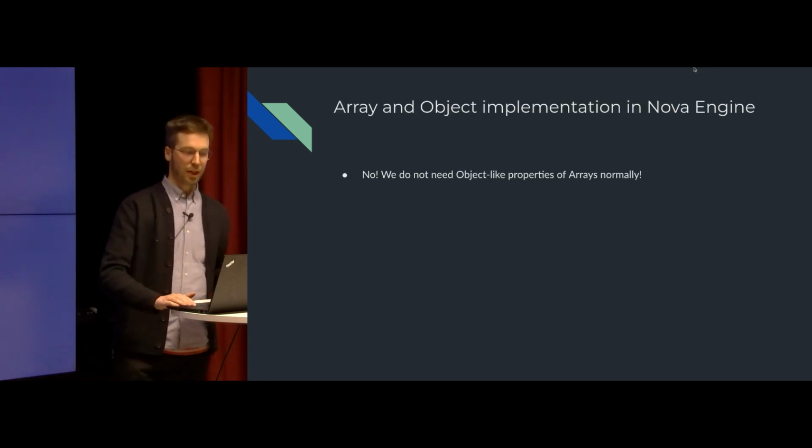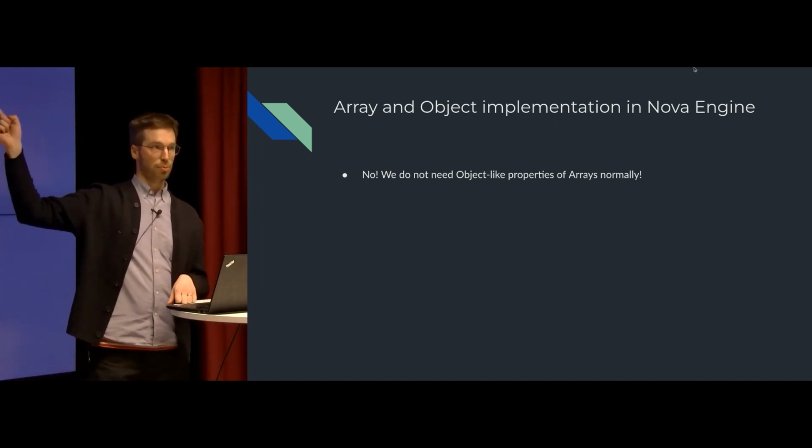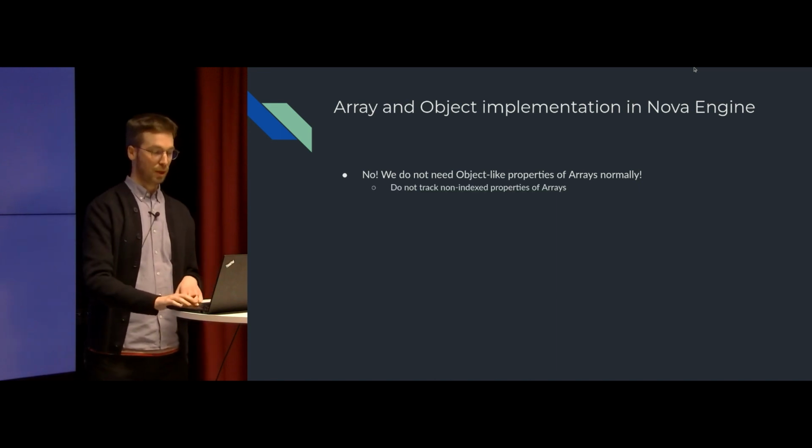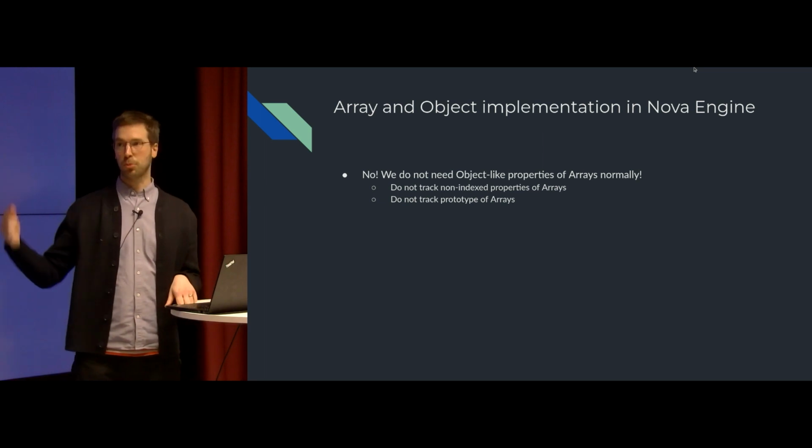So the array and object implementation in our engine is that, no, we do not need object-like properties for arrays normally. So we don't track non-index properties in an array. We actually don't track prototypes at all either.